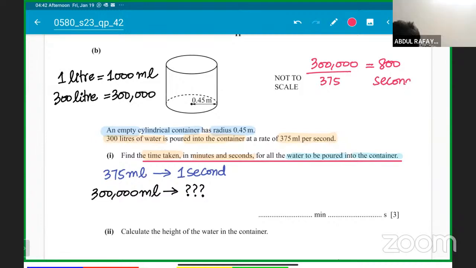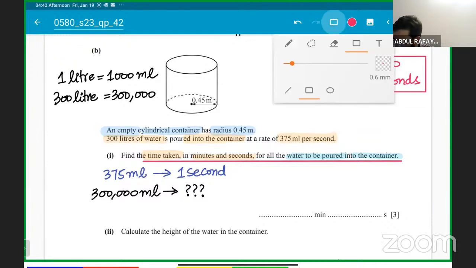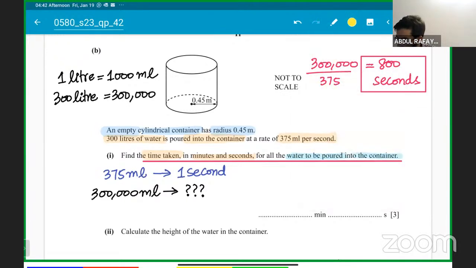Okay, so if anyone has found out till here as well, he or she will get 2 marks as well. Yeah, minimum 2 marks मिलनी चाहिए, not 1 mark, will not be justified. 2 marks आपको मिल जाएंगे 800 seconds.